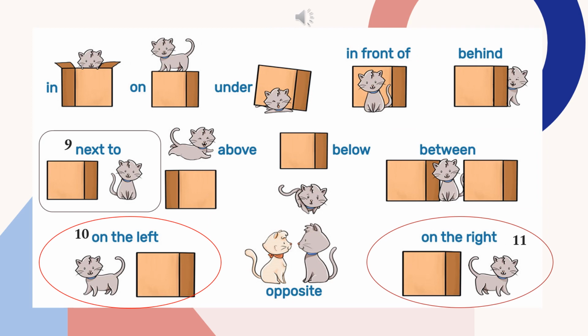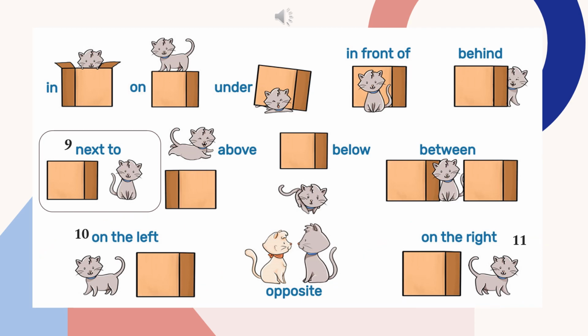Let's come to the other set of the prepositions. So ninth preposition that we have is next to. You can see the cat sitting at the side of the box. Now if you want to give a proper direction, then you can use on the left, that is in the 10th image, or on the right, that is in the 11th image. So if the cat is in the left direction, you can say the cat is on the left of the box. And if it's in the right direction, the cat is on the right of the box.